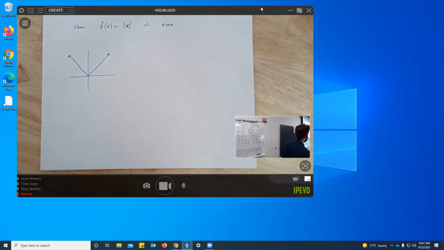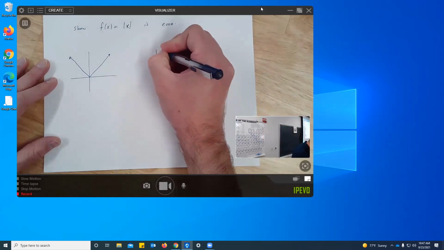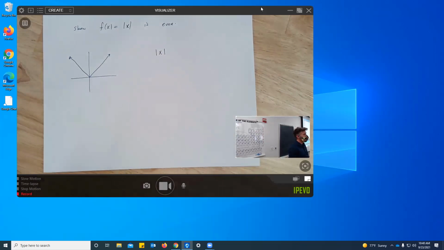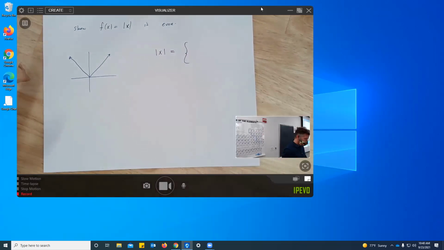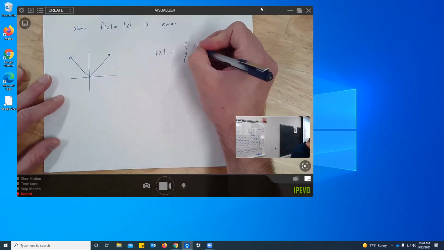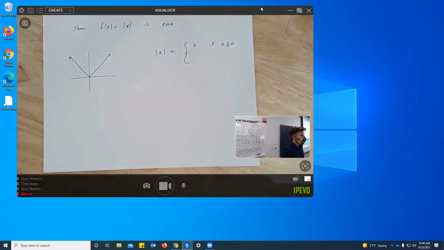So the way you show this function is even, well, you have to actually know what this function is. The thing about the absolute value function is it's really just an abbreviation for a piecewise function. There are two ways you can write the absolute value function, and you should be aware of both after we see them. The way people usually write it is the piecewise function where the absolute value of x is x if x is greater than or equal to 0. Right? If x is positive or non-negative, the absolute value of x is just x. The absolute value of 5 is 5. The absolute value of 7 is 7. The absolute value of 0 is 0.